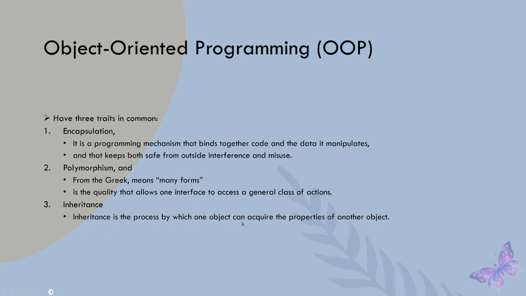Inheritance is the process by which one object can acquire the properties of another object. This is important because it supports the concept of hierarchical classification. For example, there is a parent class and then you create a child class. Then the child class will inherit some of the properties from the parent class. That's what inheritance is about.